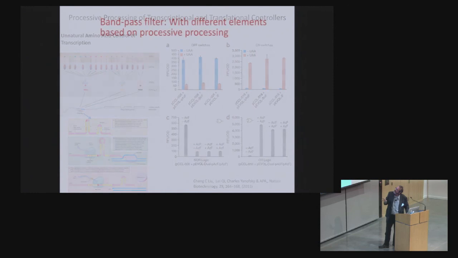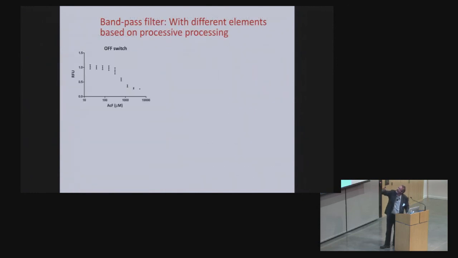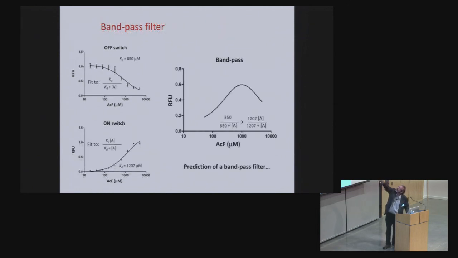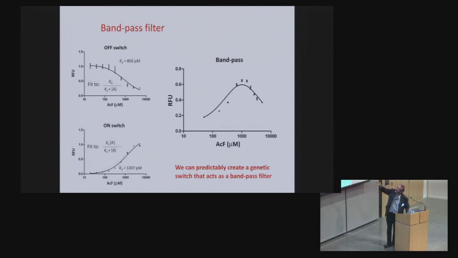But when I'm done with all this stuff, what it allows me to do is this. I can characterize one of these, and I can characterize the other, an off switch and an on switch. I can then fit those and predict what I'll get out, and that's what I get. So I'm getting pretty good at this.